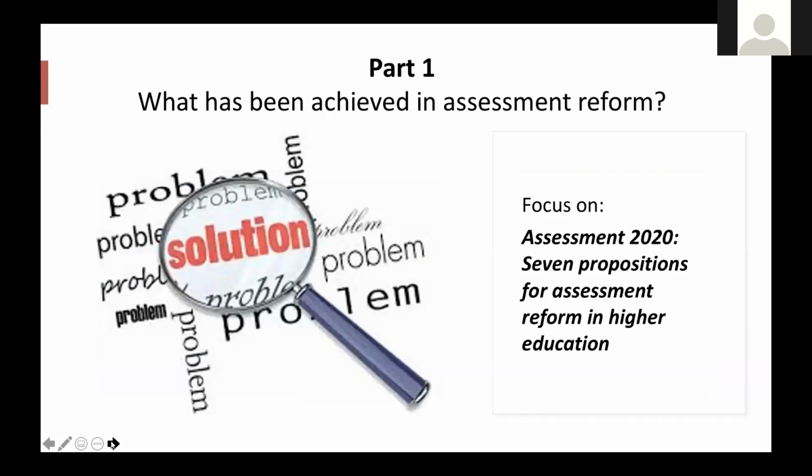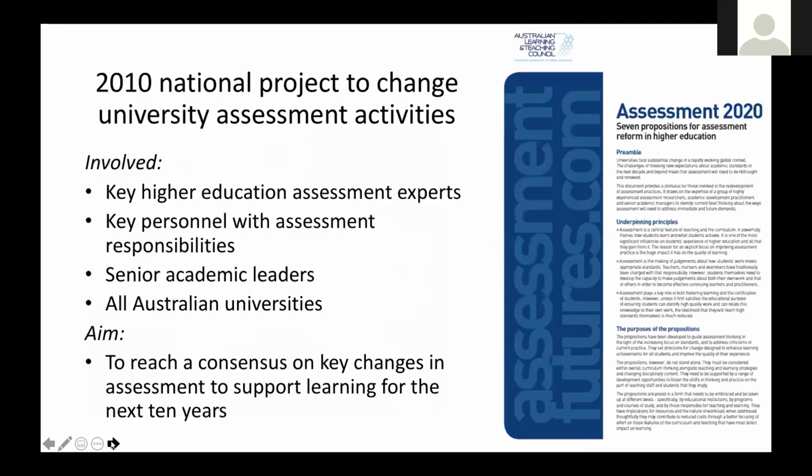So let's just have a look back over the last 10 years and what has been achieved in assessment reform. Now, I'm going to speak from an Australian perspective, and I know absolutely it's not identical in other countries. What I do know is that some of the same trends have occurred in those other countries, sometimes faster, sometimes slower than what we're seeing in Australia. And as part of a big national project 10 years ago, we came up with a statement which we called Assessment 2020, and we called it 7 Propositions for Assessment Reform in Higher Education. There's an image of the document on the right of your screen, and there is a Spanish translation of that available. So it's been taken up not just in English-speaking, but also Spanish-speaking countries.